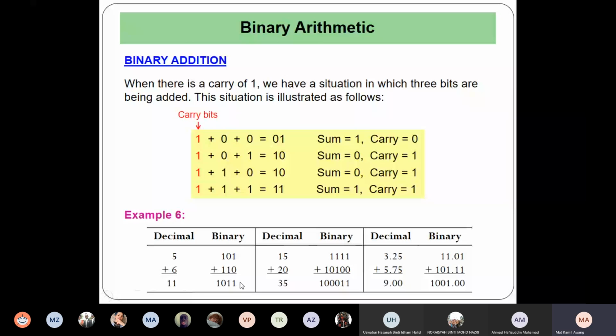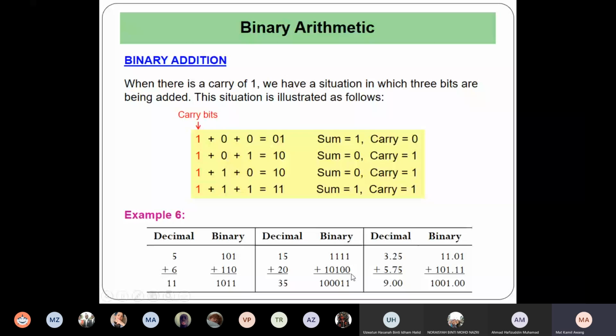Now, the second example. Let's say you have decimal 15 and 20. You want to add these two numbers. So the answer is actually 35. If you do it in binary, 15 converts into binary as 1111, whereas 20 converts into binary as 10100.